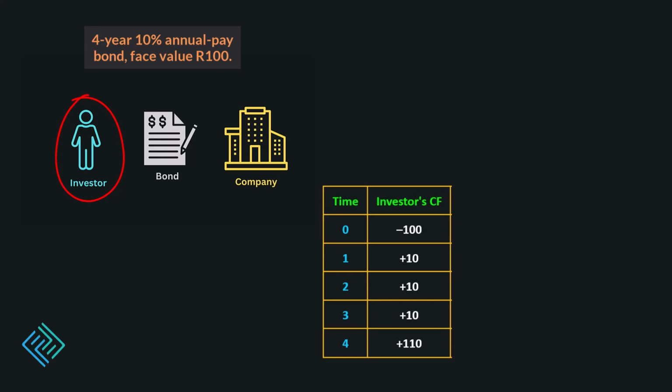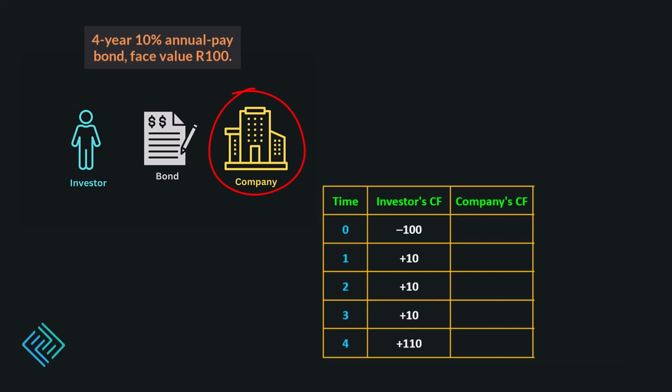Now, we flip the frame of reference. From the point of view of the company that issued the bond, the initial cash flow is money received and therefore positive, and all subsequent cash flows are outgoing and recorded as negatives. So the company's timeline looks like this.